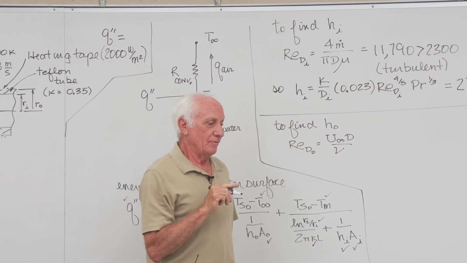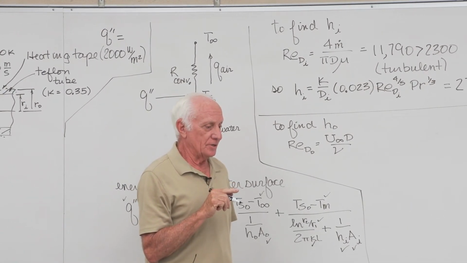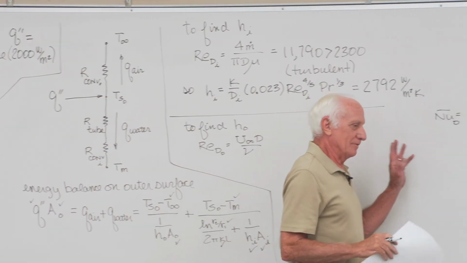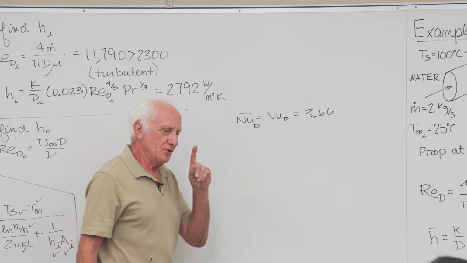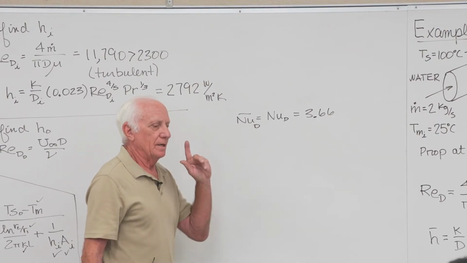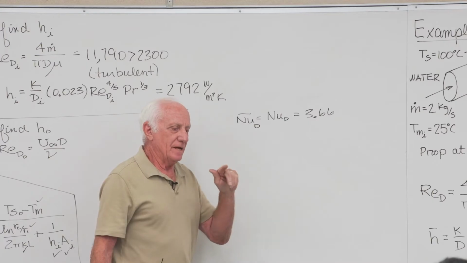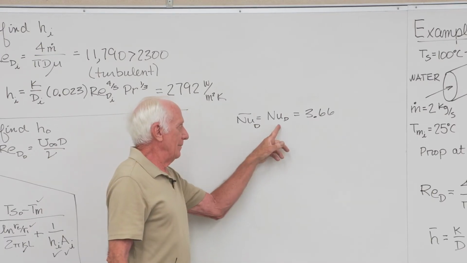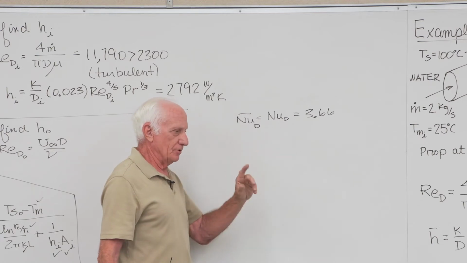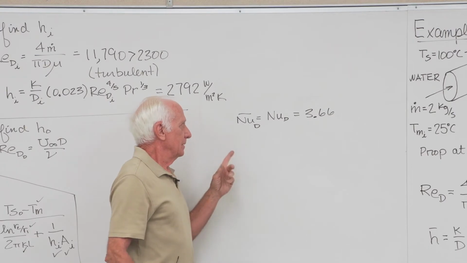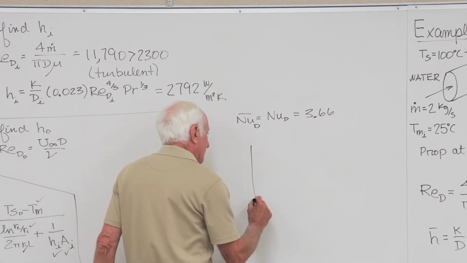Now, is that true for entrance region effects? Oh no, you can't play that game. Not for entrance region effects. The only equation you have for entrance region effects is the bar equation. There is a graph in the book, which I didn't put on the board because you won't need it, but they'll give you a graph for the Nusselt number at a particular x location. Why is that?